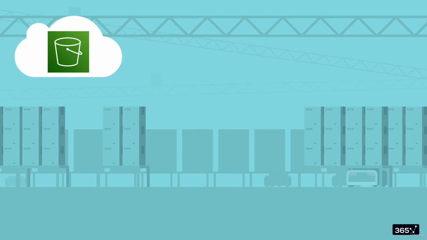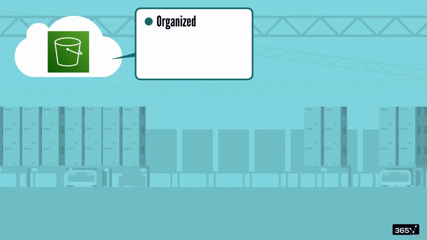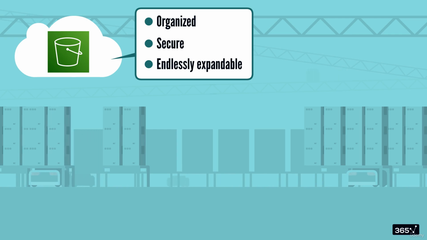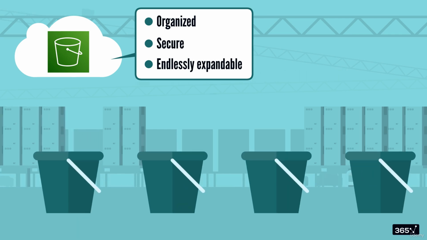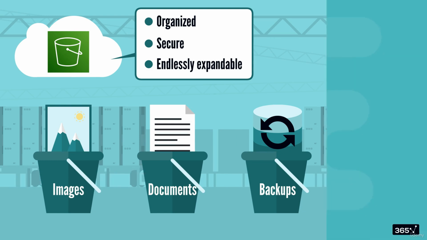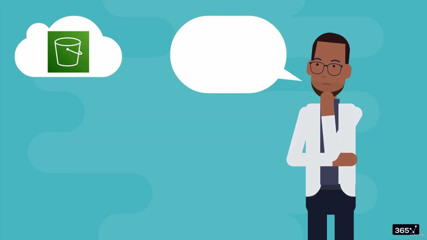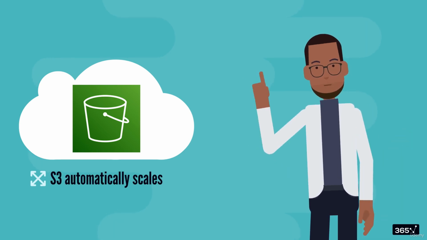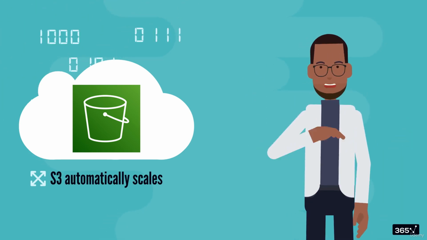Think of S3 as a giant warehouse, organized, secure, and endlessly expandable. You store objects in buckets, each bucket holding files like images, documents, backups, and logs. And the best part? You don't worry about capacity planning. S3 automatically scales to handle as much data as you throw at it.